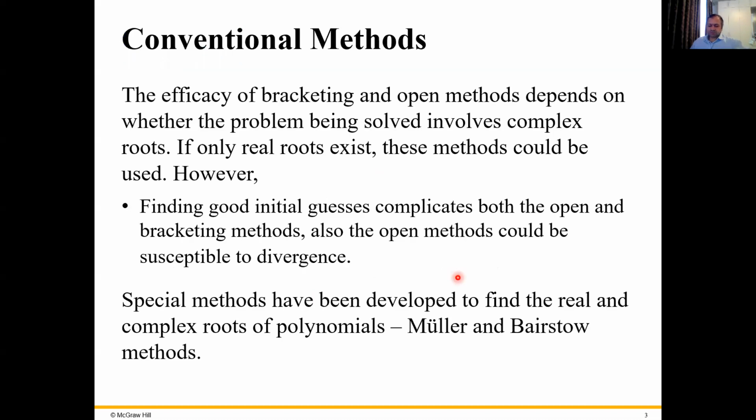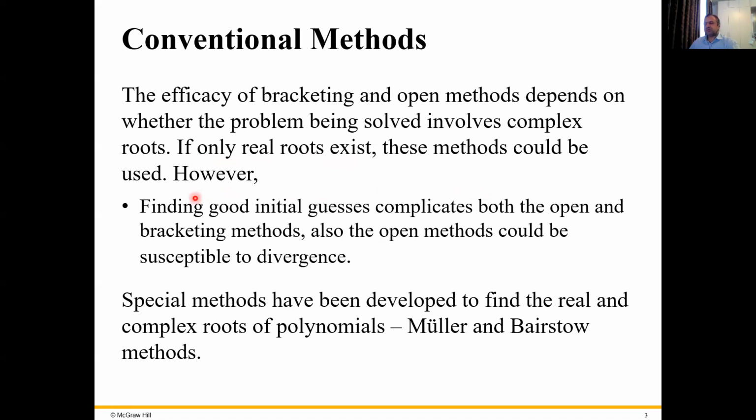Okay, so based on this concept, depending on this, we now have several methods which are available. The conventional methods are the bracketing methods and the open methods. The efficacy of the bracketing and the open methods depends on whether the problem being solved involves complex roots. If only real roots exist, these methods could be used.